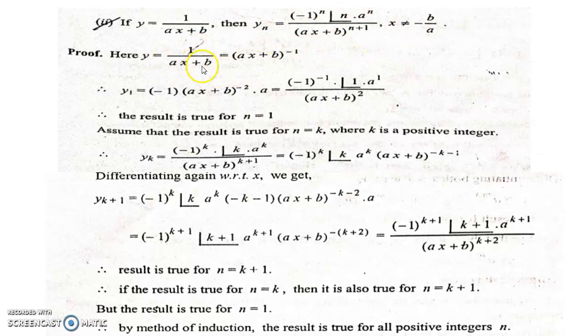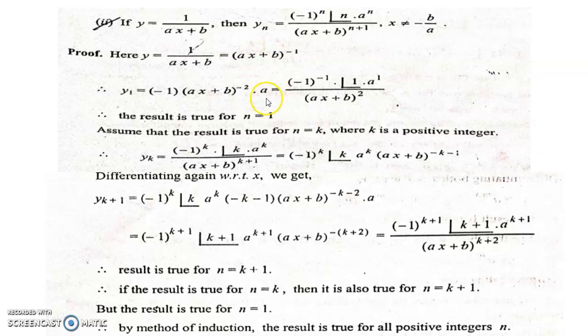Here y is equal to 1 upon ax plus b. We can write it as (ax plus b) to the power minus 1. As we have discussed, we shall prove all these results using mathematical induction. So we shall prove the result for n is equal to 1 firstly. So what will be y1? y1 is the derivative of this, that is minus 1 times (ax plus b) to the power minus 1 minus 1, that is (ax plus b) to the power minus 2.